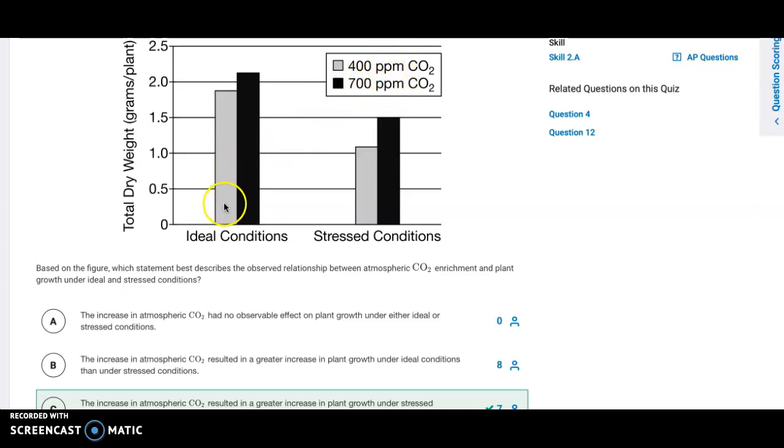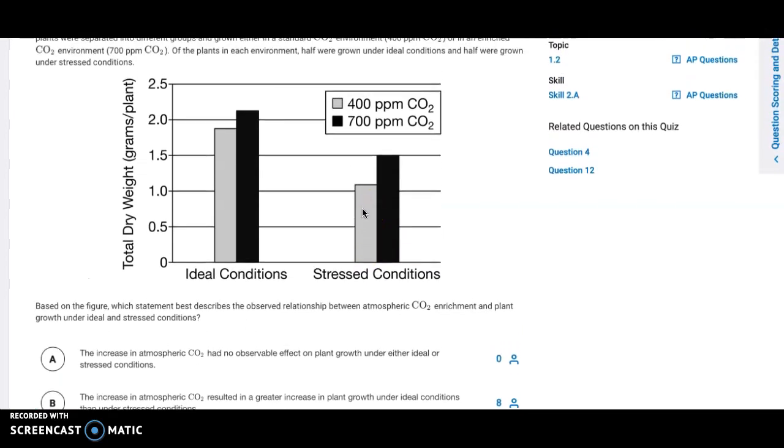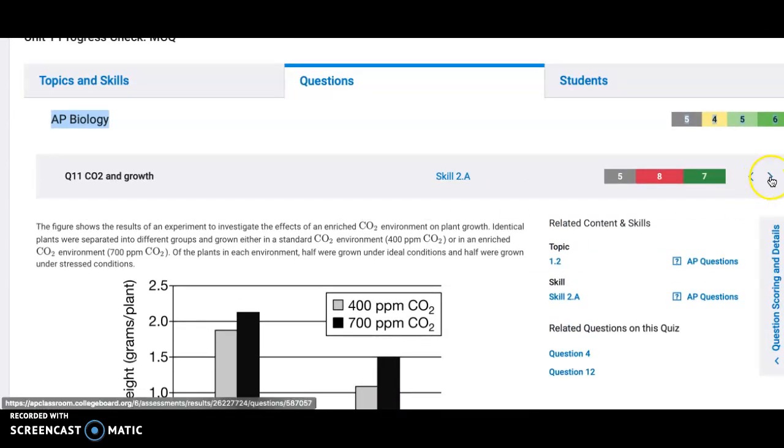So changing the amount of carbon dioxide did not make the ideal plants grow less successfully. It didn't make the stressed plants grow less successfully. They both were more successful when carbon dioxide was increased, but stressed plants were even more successful. Not more than ideal, but more. They increased more relative to a lower carbon dioxide level in the atmosphere.